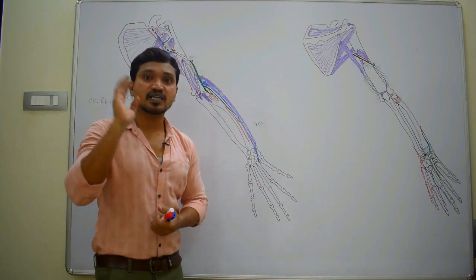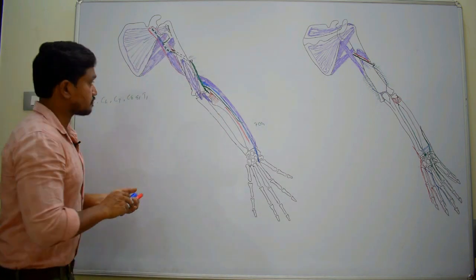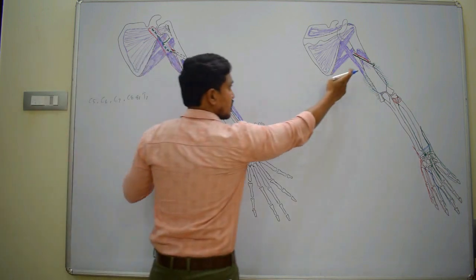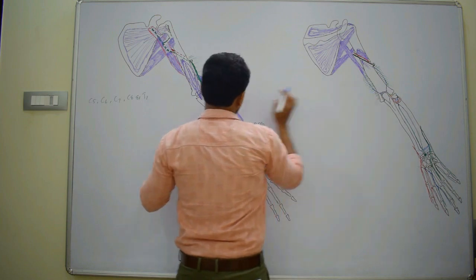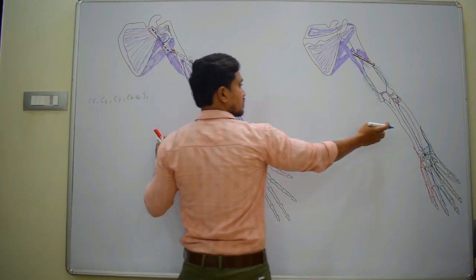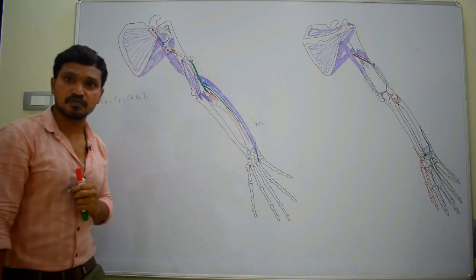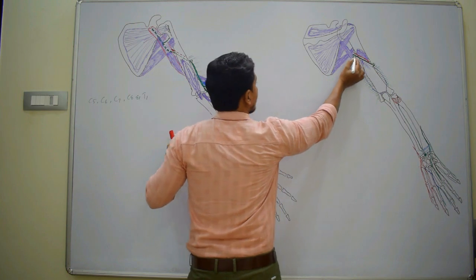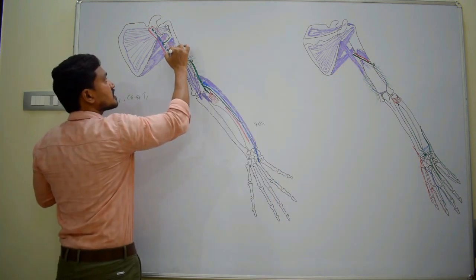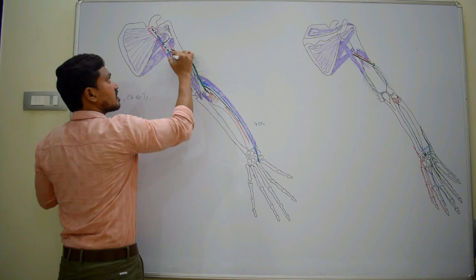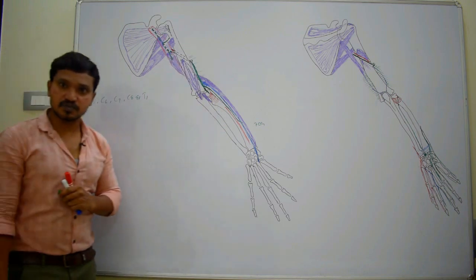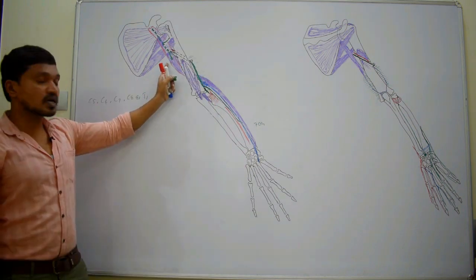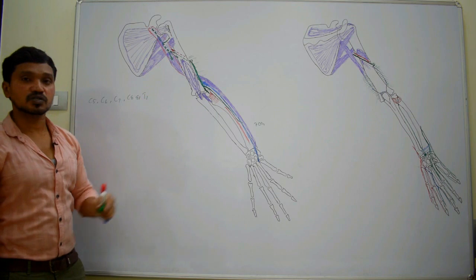Now we will see the branches of the radial nerve: branches of the radial nerve in the axilla, in the spiral groove, in the cubital fossa, and in the posterior compartment of the forearm. Branches of the radial nerve in the axilla: I am drawing those branches here. One muscular branch to the long head of triceps, and another muscular branch to the medial head of triceps.